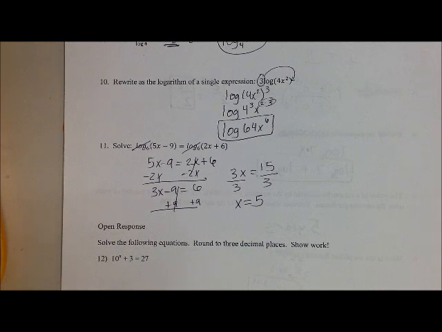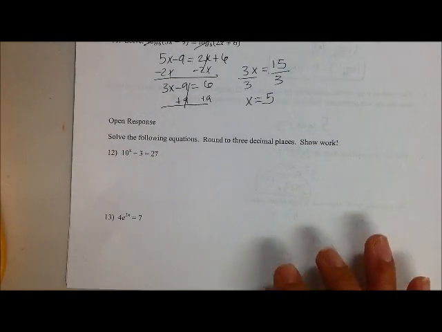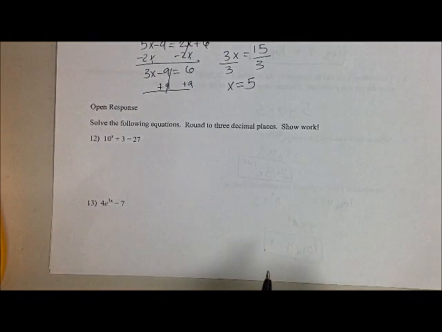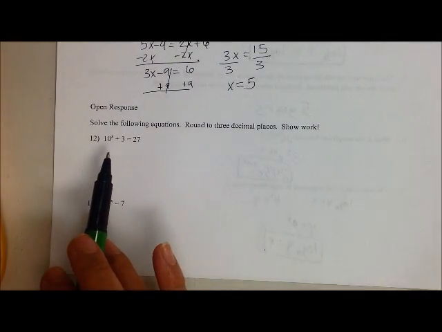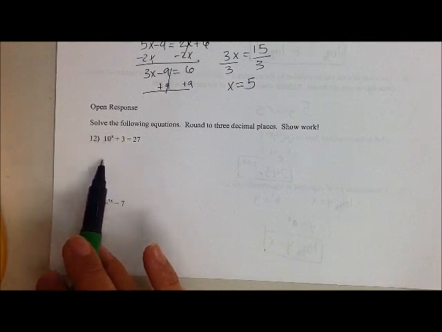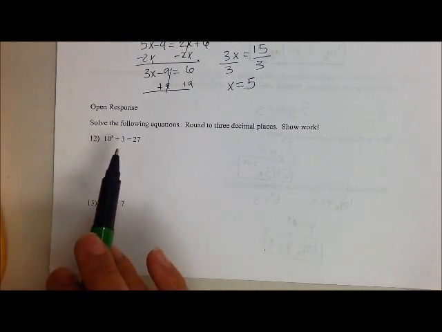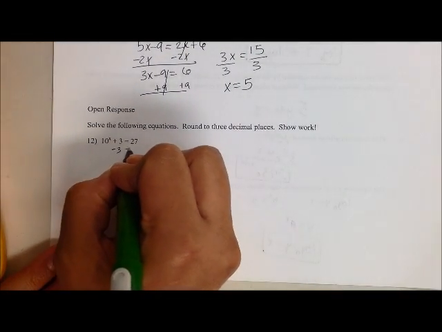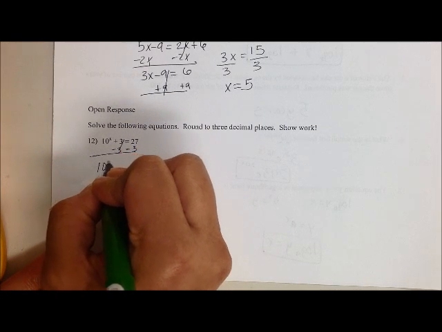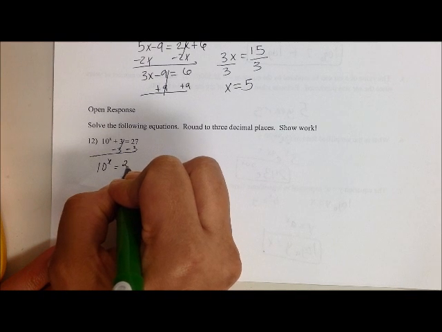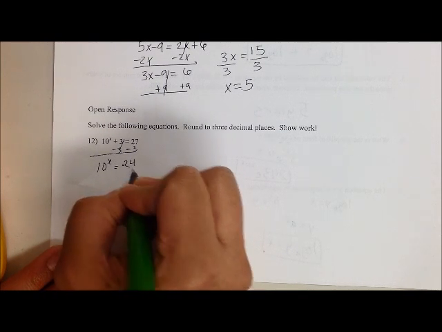Now, most of these questions are going to be multiple choice except for the bottom ones. So, in this problem it says make sure you round to 3 decimal places, show your work. This one you're trying to solve for x, x is in the exponent. So you should know, okay, I'm going to have to use a log to get rid of that 10. So let's get rid of that plus 3 first by subtracting 3, subtracting 3. 10 to the x equals 27 minus 3, which is 24.